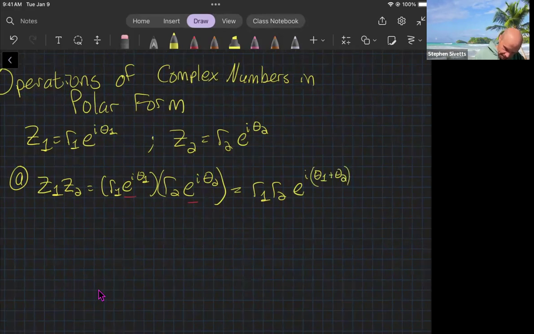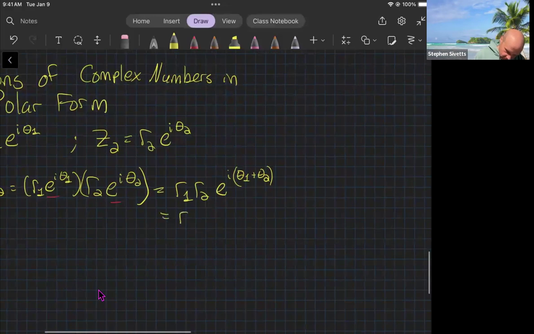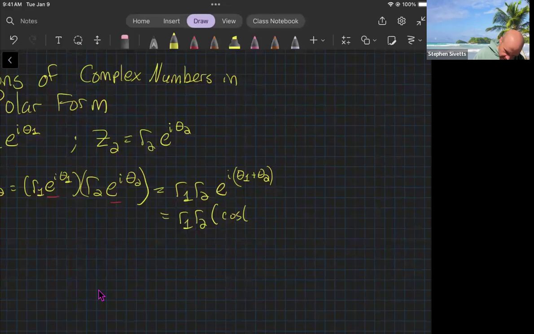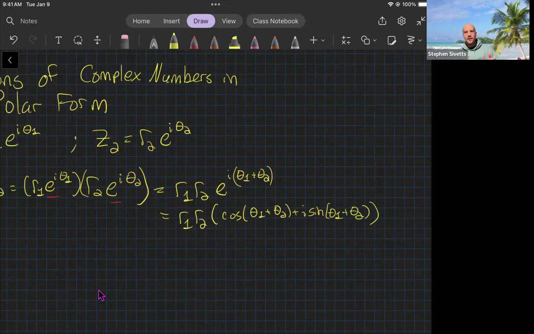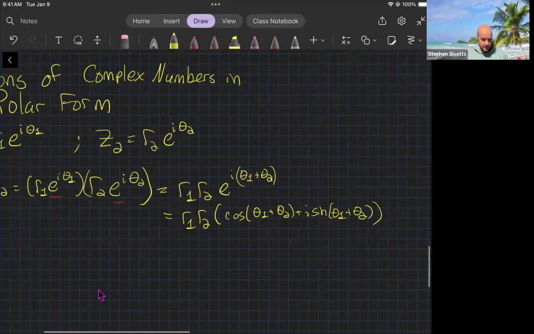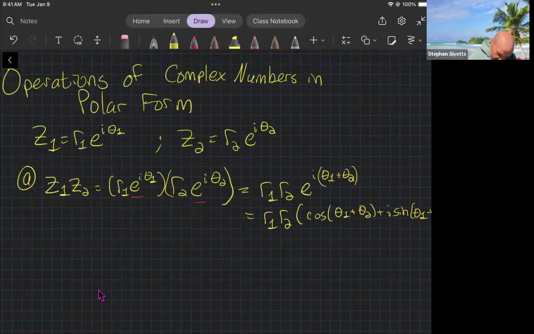Okay. Or to write out the cosine sine counterparts, cosine of theta 1 plus theta 2 plus I sine of theta 1 plus theta 2. Okay, so we multiply the radii of each complex number and we add their angles. Okay, pretty straightforward.